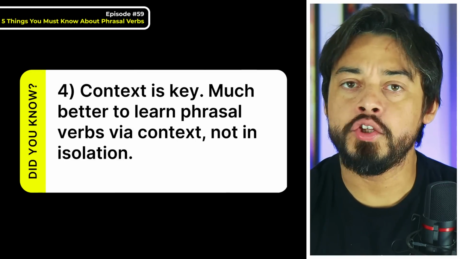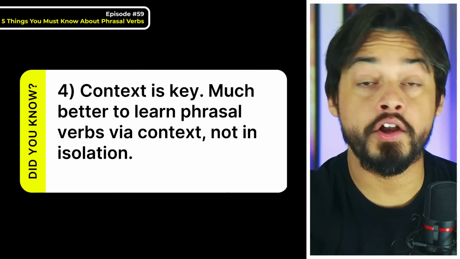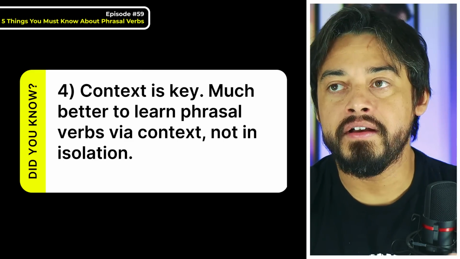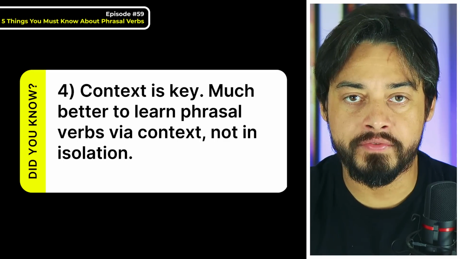The fourth thing you absolutely must know about phrasal verbs is that context is key. Much better for you to focus on expanding your list or knowledge of phrasal verbs via context. The meaning of a phrasal verb often depends on the context it's used in. And I would say that the English language is full of that. The English language is full of words, phrasal verbs that can be used in multiple situations. You have to pay attention to the surrounding words and the overall situation to understand the intended meaning. That's the fourth thing you have to know.